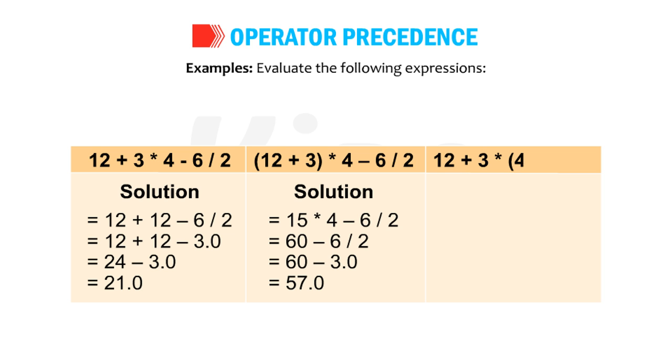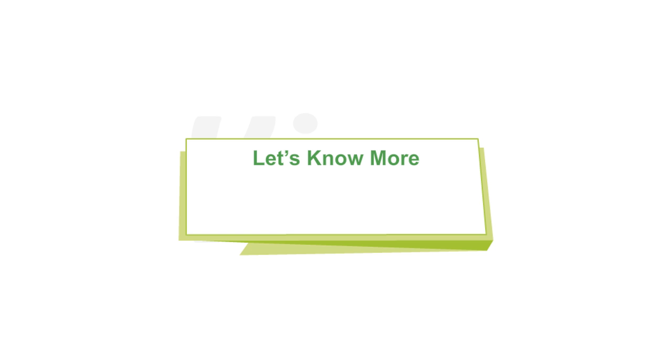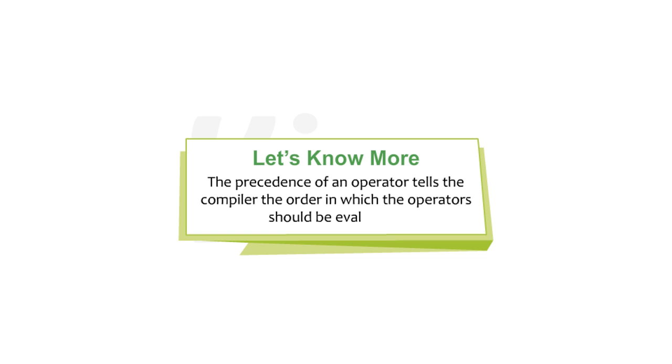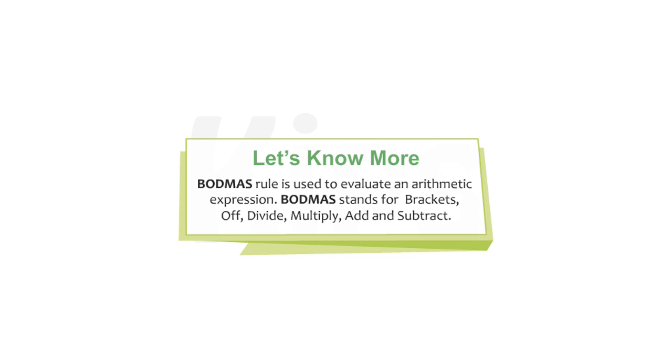12 plus 3 into 4 minus 6 divided by 2. Solution equals 12 plus 3 into bracket 4 minus 2 bracket close slash 2, equals 12 plus bracket 4 minus 6 bracket close slash 2. That is equal to 12 minus 3.0, which is equal to 9.0. Let's know more. The precedence of an operator tells the compiler the order in which the operator should be evaluated. BODMAS rule is used to evaluate an arithmetic expression. BODMAS stands for brackets, of, divide, multiply, add and subtract.